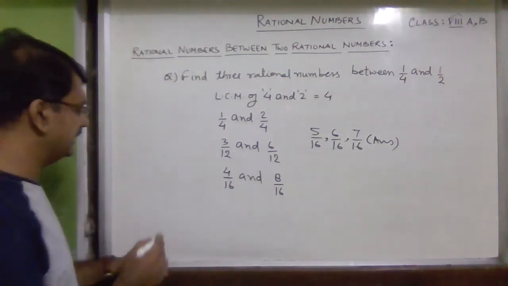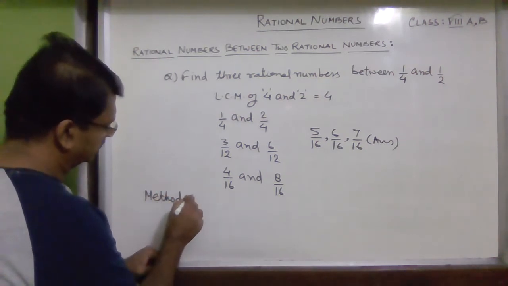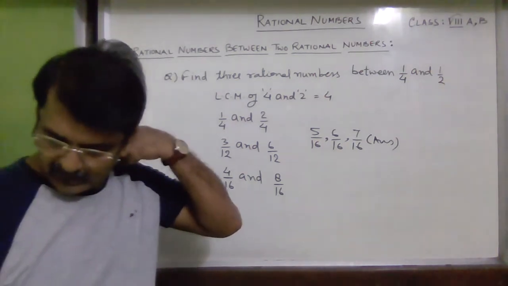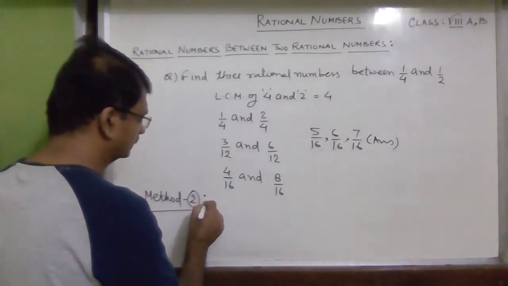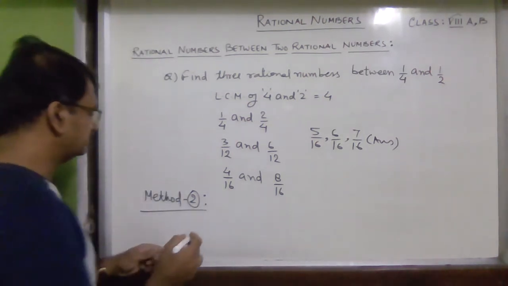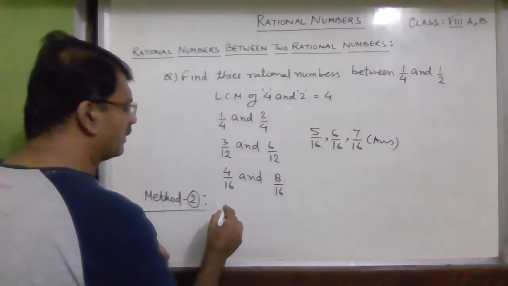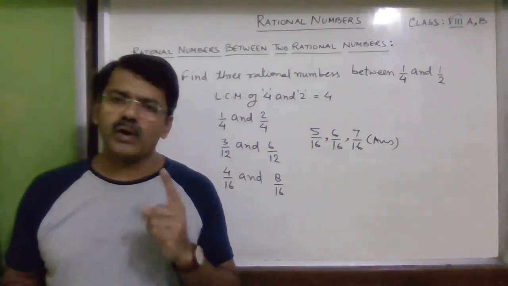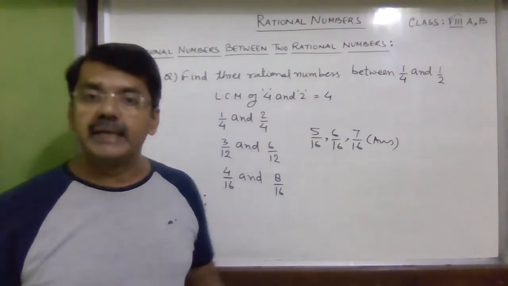Now there is one more method of doing this question. Now, what is that method? The next method is, the given numbers are 1 by 4 and 1 by 2. If two numbers are given and you want one rational number between them, simply add them and divide it by 2. Means find out the mean.